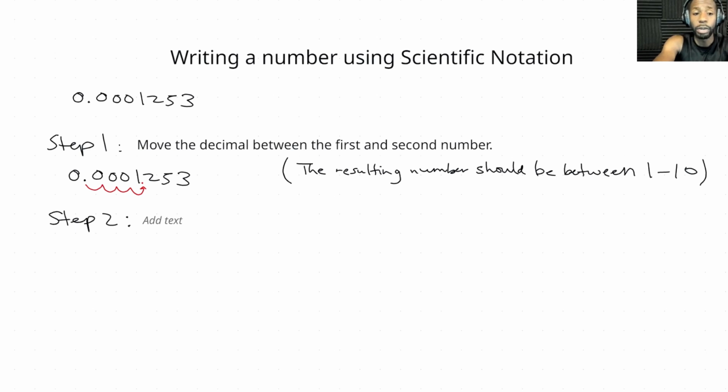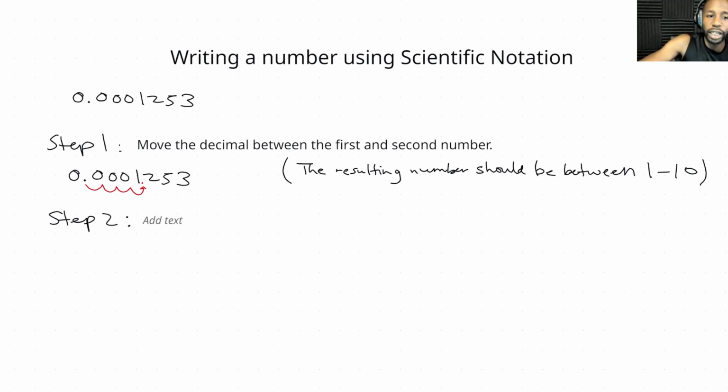Now, I'm going to go ahead and add a couple of subpoints here too. If you had to move the decimal to the right, the exponent will be negative. And then, of course, if you had to move the decimal to the left, the exponent will be positive. I'm going to try to make this make sense.